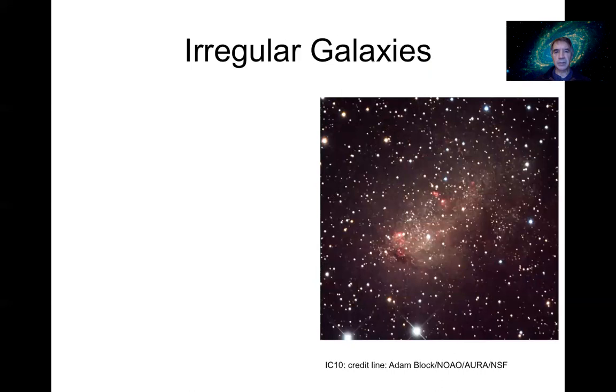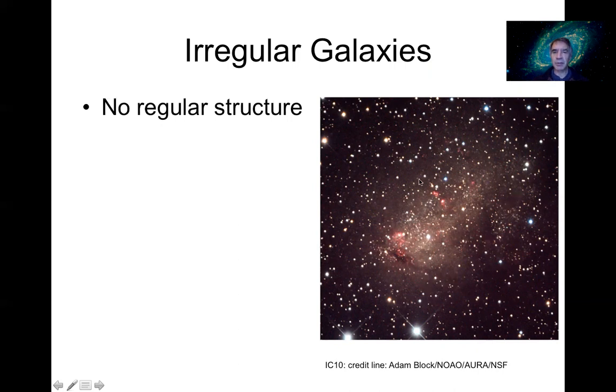Okay, and the last category is one called irregular galaxies. So as the name suggests, these basically don't really have any regular structure. And you might think, well, okay, it's a sort of rag bag of things that we can't classify any other way, but they are quite important in the whole history of the universe.